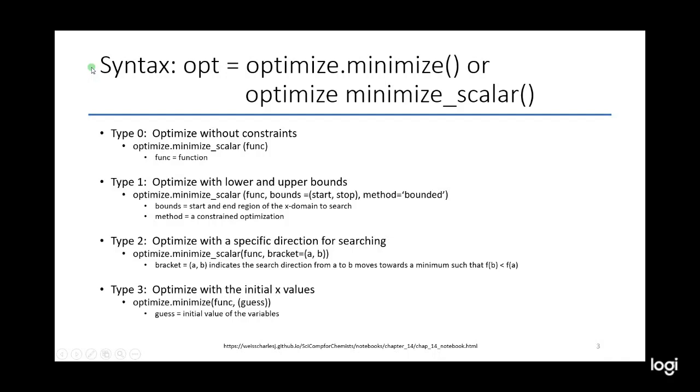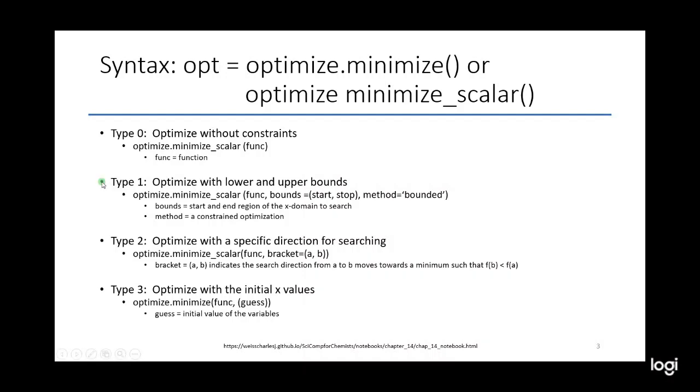Let's explore the syntax of the optimize.minimize function and the optimize.minimize_scalar function. If we aim to minimize an objective function with a single independent variable and no known bounds, the optimize.minimize_scalar function is typically a good choice. As you can see in the arguments, we only have the objective function. We don't have any other arguments.